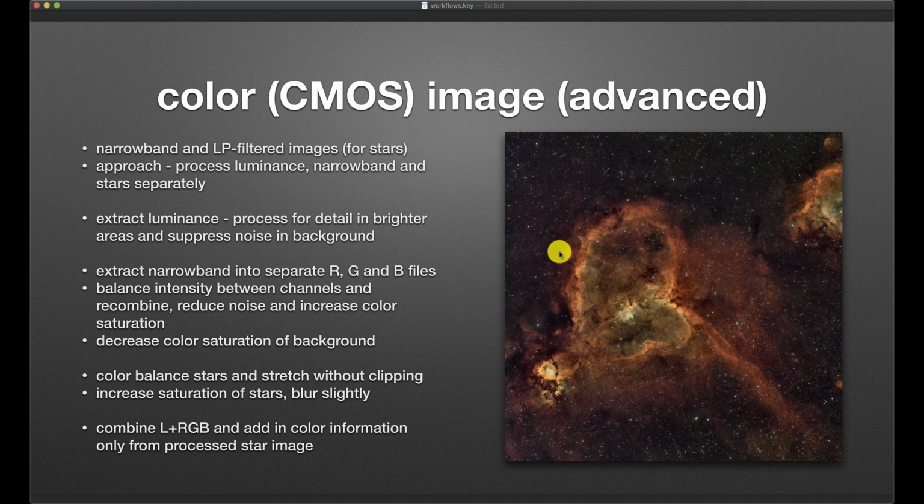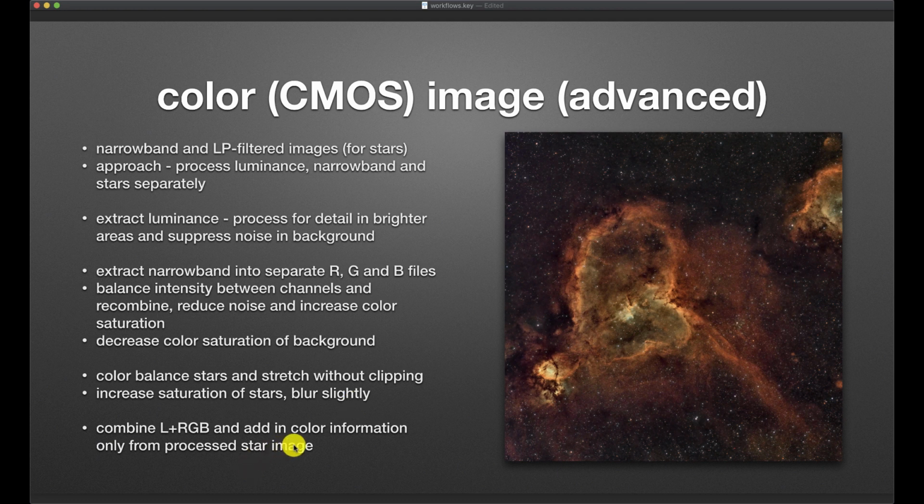So one of the tricks here is to choose some part of the image which has no nebulosity whatsoever, and there's only a little bit up here. All down here and all around here there is faint hydrogen alpha. And then on the stars side we're going to colour balance the stars and stretch without clipping as before, increase the saturation and blur slightly, so very similar to the last image, and then again combine the two together.